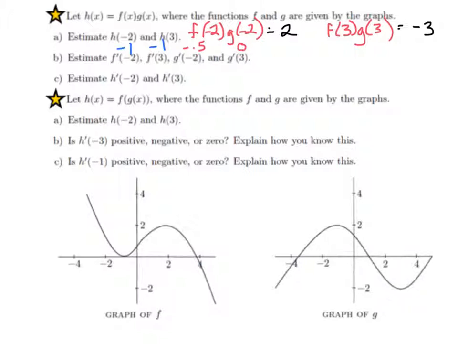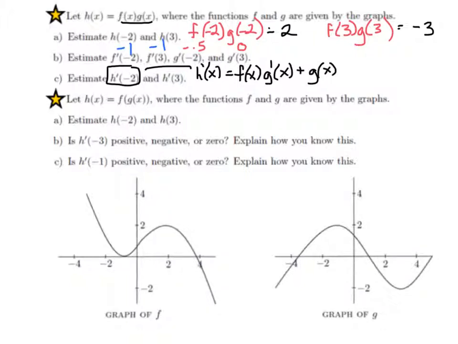Now when it says estimate h prime of negative 2, we've got to use some product rule. Remember, h was f of x multiplied by g of x. So h prime would be first times derivative of the second plus second multiplied by derivative of the first.